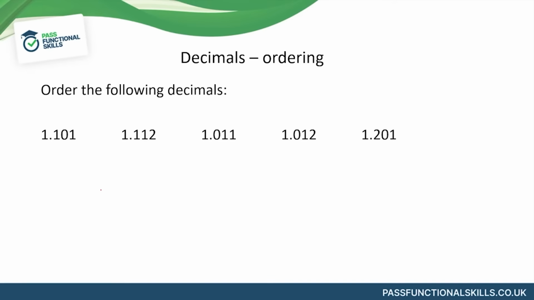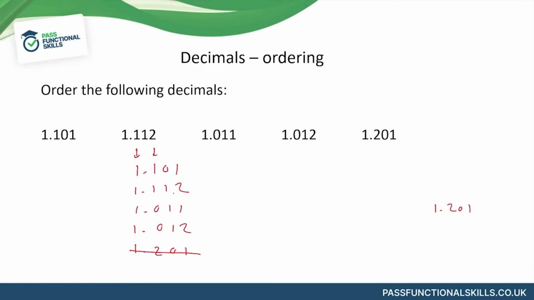So ordering decimals, I would probably suggest put them in a column: 1.101, 1.112, 1.011, 1.012 and 1.201. So let's assume we're doing the smallest first. So in the units column, 1, 1, 1, 1, 1, we can't tell them apart. Let's look at the tenths column. We've got 1s, 0s and a 2. We can see that 2 is the biggest of the numbers, so this is the biggest of the 5 numbers. So 1.201, that's the biggest number.